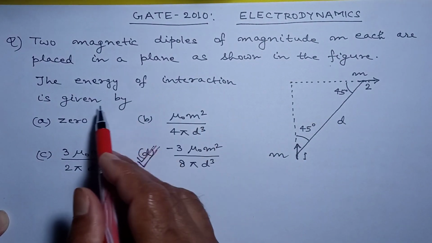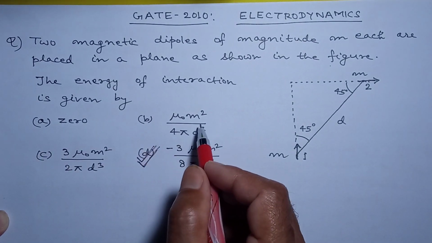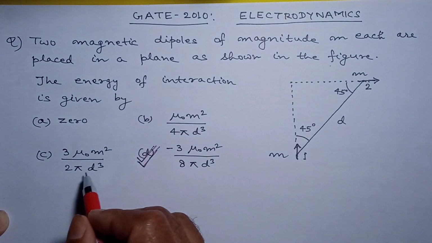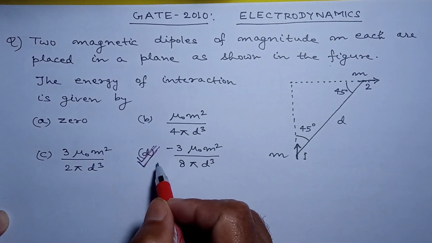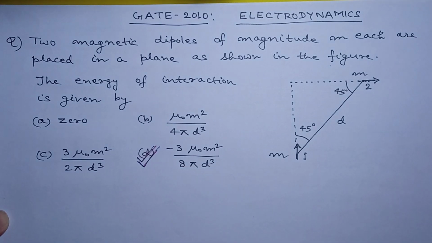The energy of interaction is given by option A 0, option B mu naught m square upon 4 pi d cube, option C 3 mu naught m square upon 2 pi d cube, and option D minus 3 mu naught m square upon 8 pi d cube.